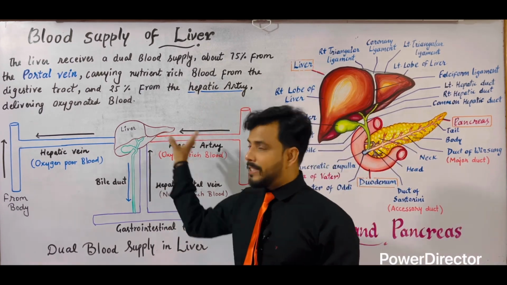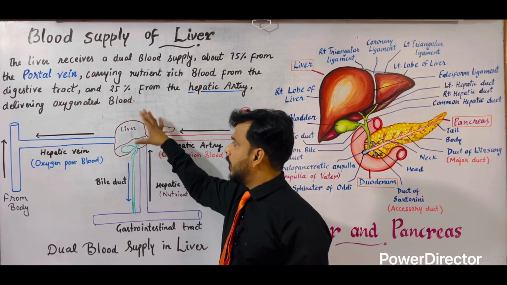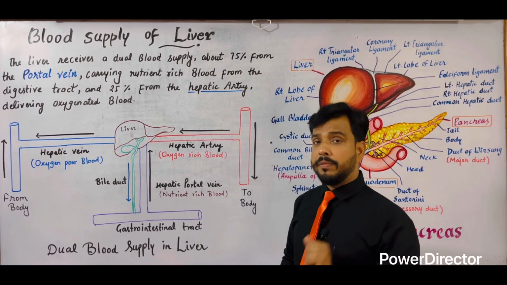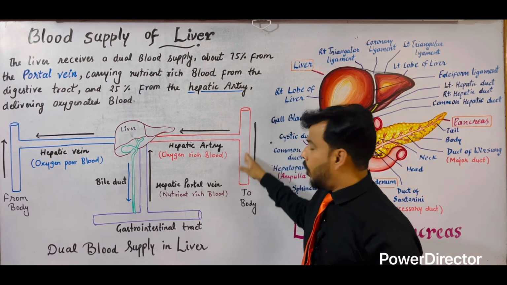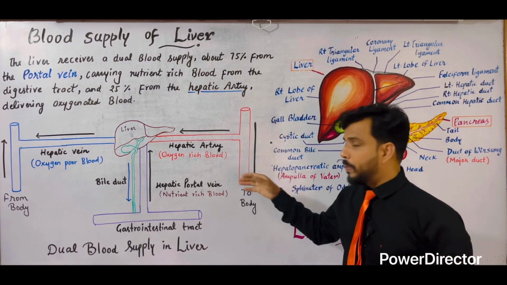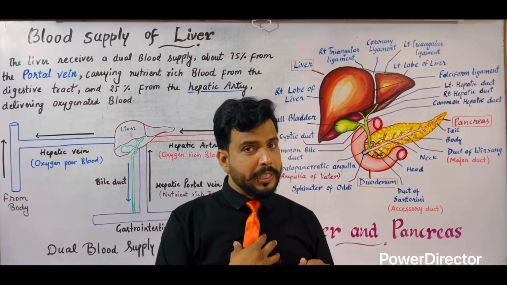So as you can see in this diagram, I will explain the diagram first. This is the liver, and the liver receives the blood in two ways. This is the aorta, which carries the pure blood to the lower part of the body from the heart. As we know, our heart is situated here.